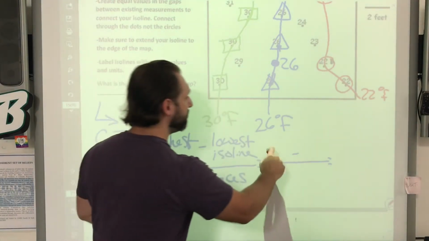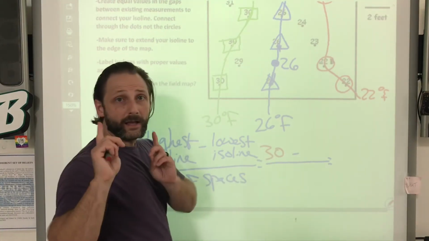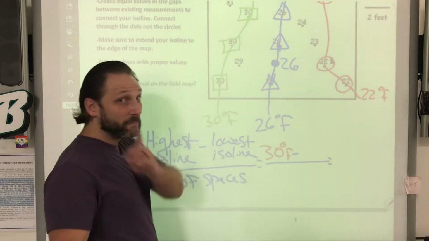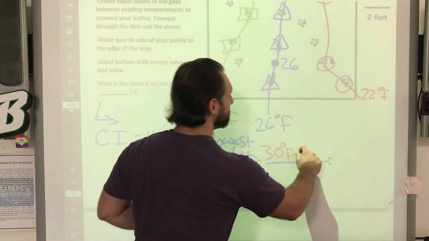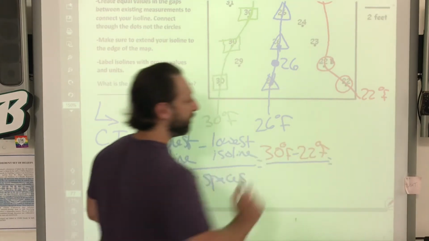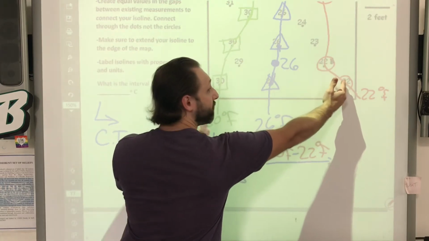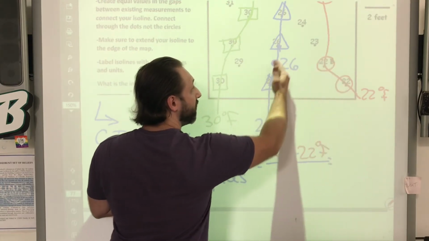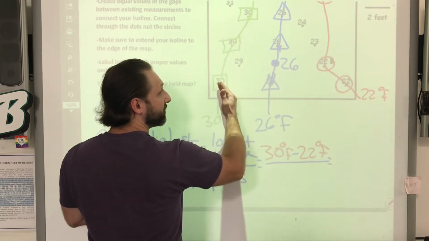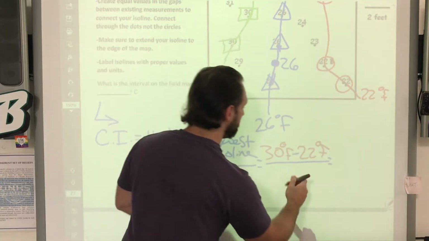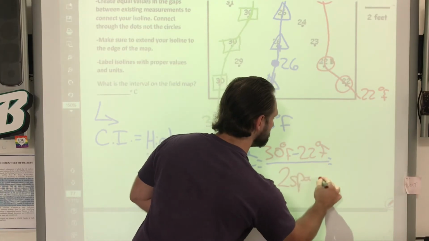So we've got 30, and you know what's missing. Units, because I'm going to be a stickler. And then we've got 22 degrees Fahrenheit. Now from 22 over to 30, we go 1 space, 2 spaces. Don't count the lines. That tends to screw people up a lot. So I've got 2 spaces.